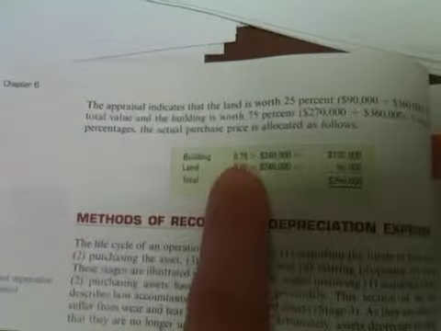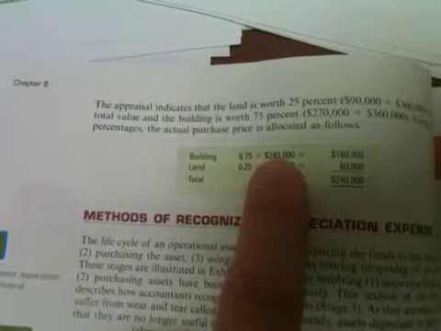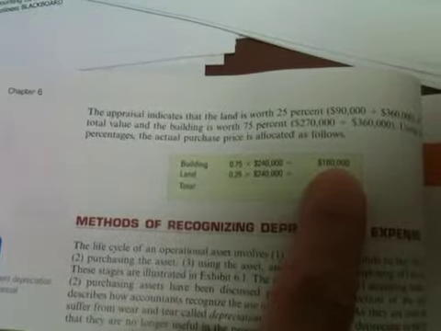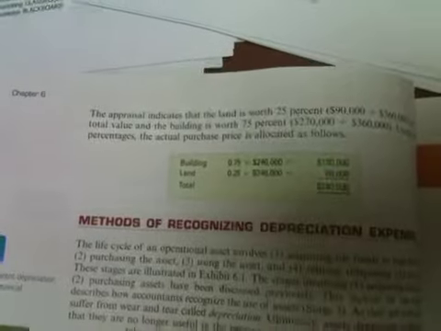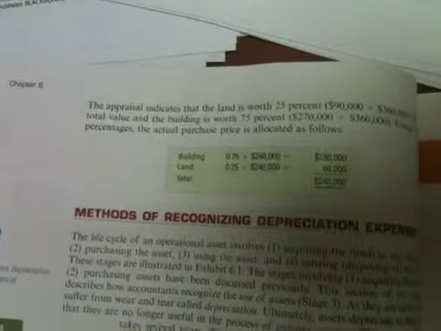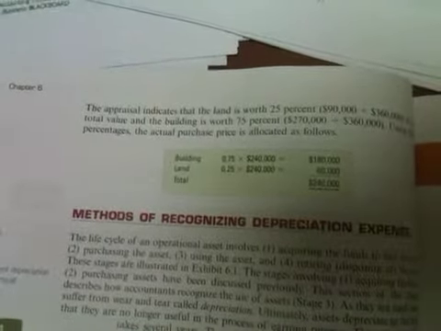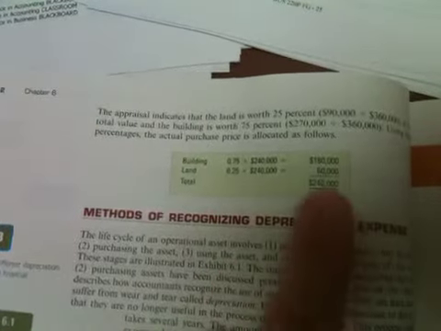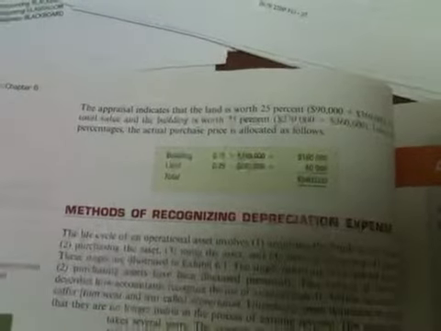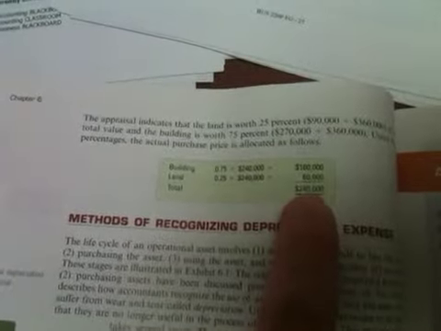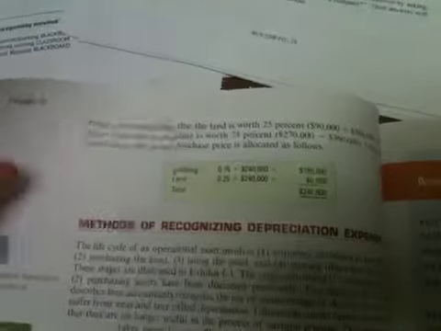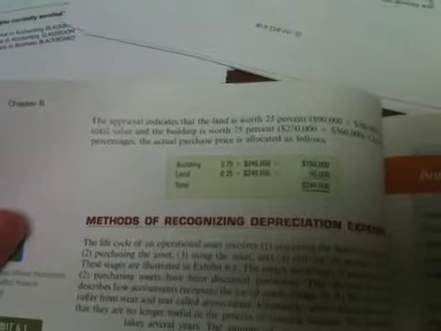So you can see the building, 75% times $240,000, equals $180,000. So the building is going to go on the books as an asset at $180,000, and the land, 25% times $240,000, is going to go on at $60,000, for a total of $240,000, which is what we want because that's the price that was actually paid for the purchase.